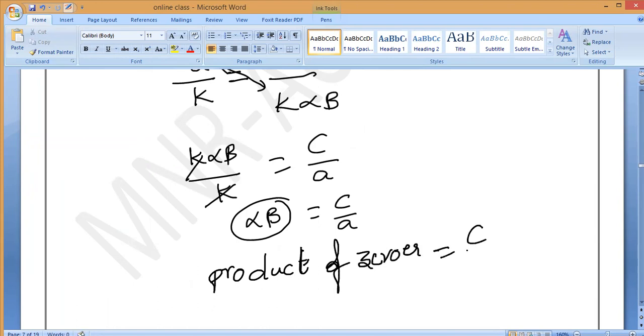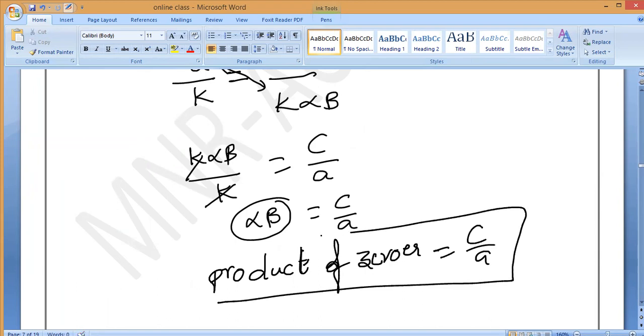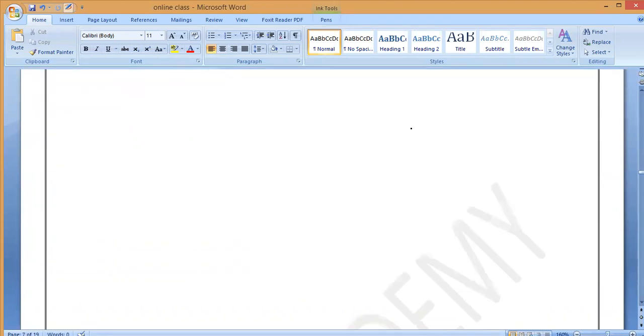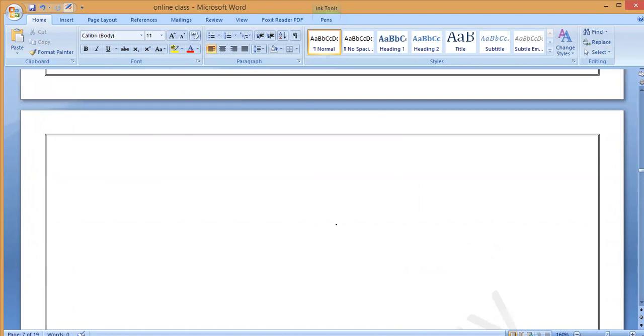Product of zeros equals C by A. These are the relationship between zeros and coefficients. Understood? So this is about the relationship between alpha plus beta and alpha beta. Do you understand? Yes or no? This is what we have to find.